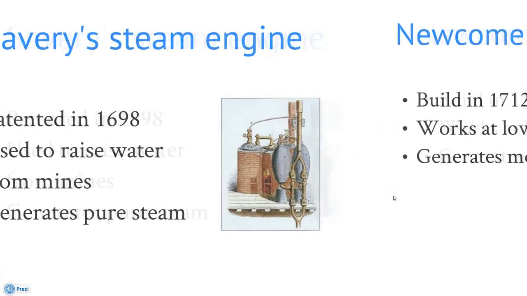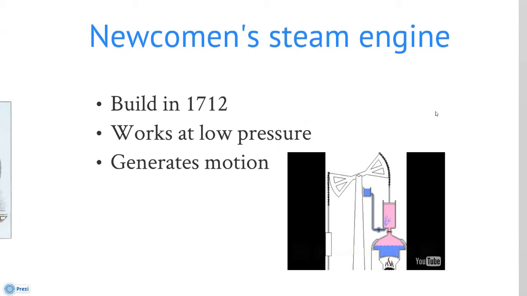The Newcomen steam engine, built in 1712, was the first steam engine to work under atmospheric pressure due to the placement of the boiler. It was placed directly below a cylinder that pushed a piston. This meant that pressure was very low, no more than 1 to 2 psi, and it wasn't as dangerous as Savery's.